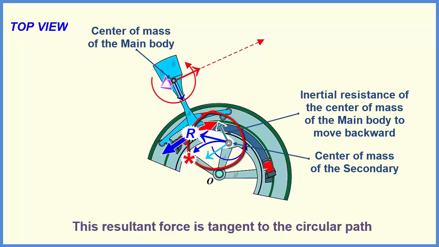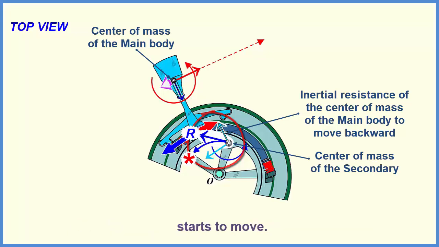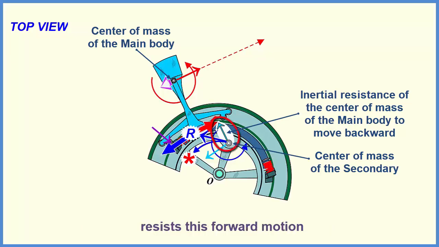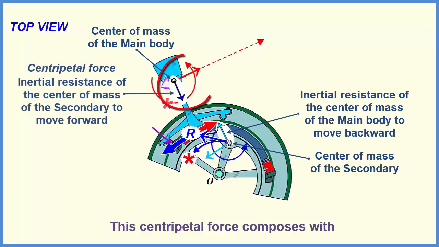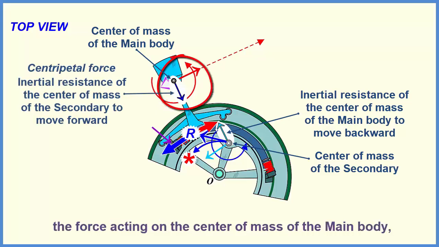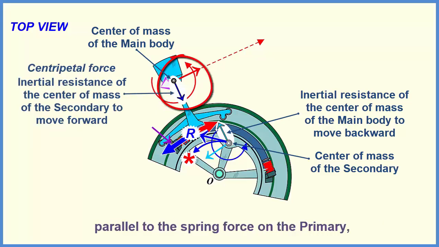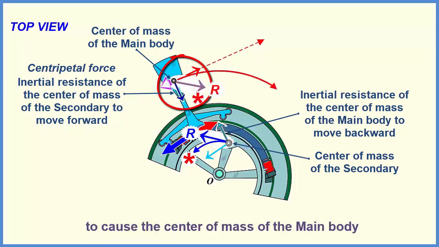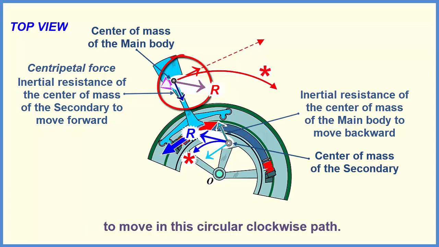This resultant force is tangent to the circular path in which the center of mass of the secondary starts to move. However, the center of mass of the secondary resists this forward motion, and this inertial resistance acts on the center of mass of the main body as a backward centripetal force. This centripetal force composes with the force acting on the center of mass of the main body parallel to the spring force on the primary, producing an inclined backward force to cause the center of mass of the main body to move in this circular clockwise path.